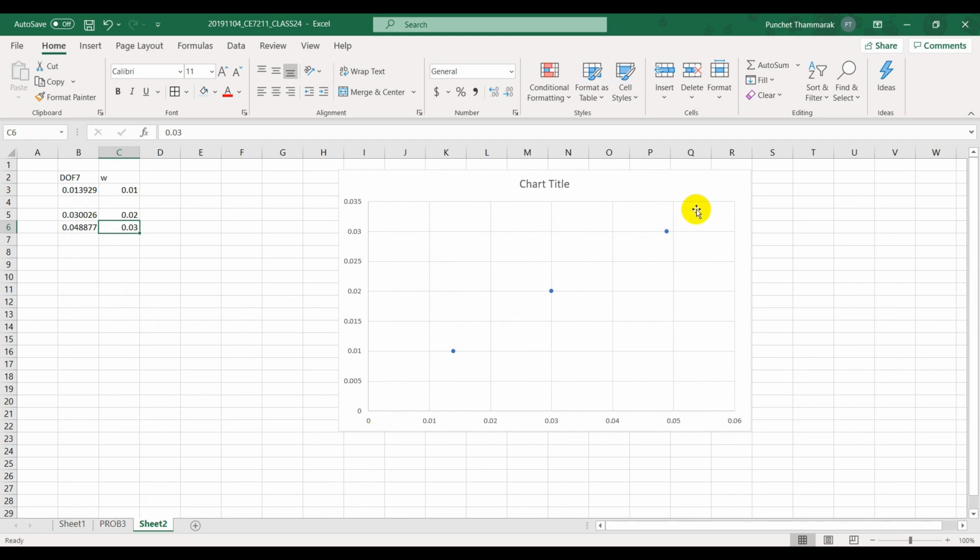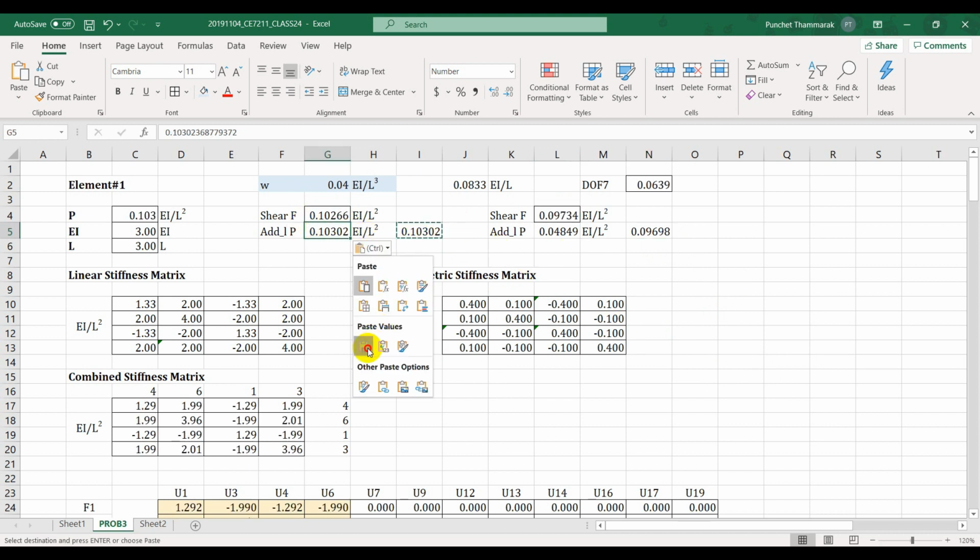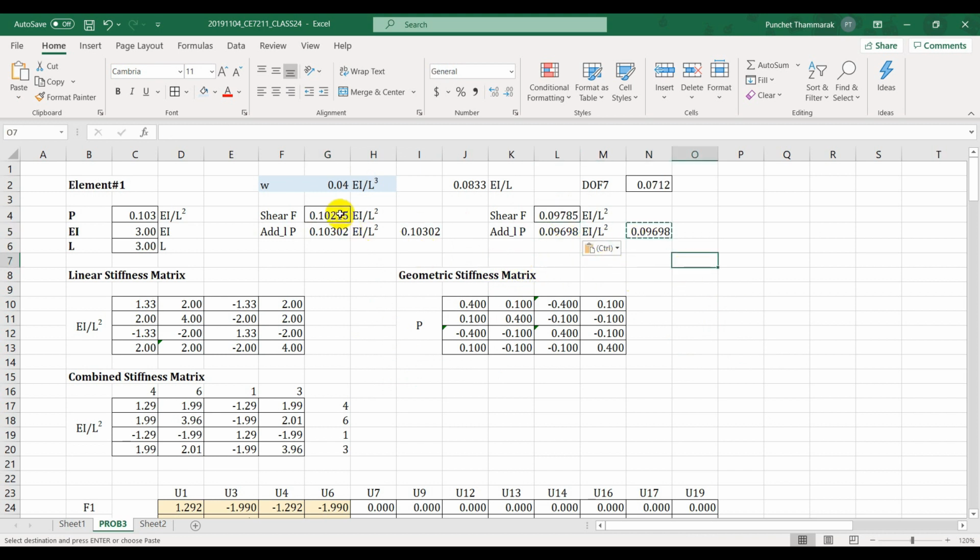Looks quite linear, so it is the way to go. So further, 0.04. Copy and paste the value again. Copy and paste the value again, and then we update this one, and it's not converged yet, so paste.